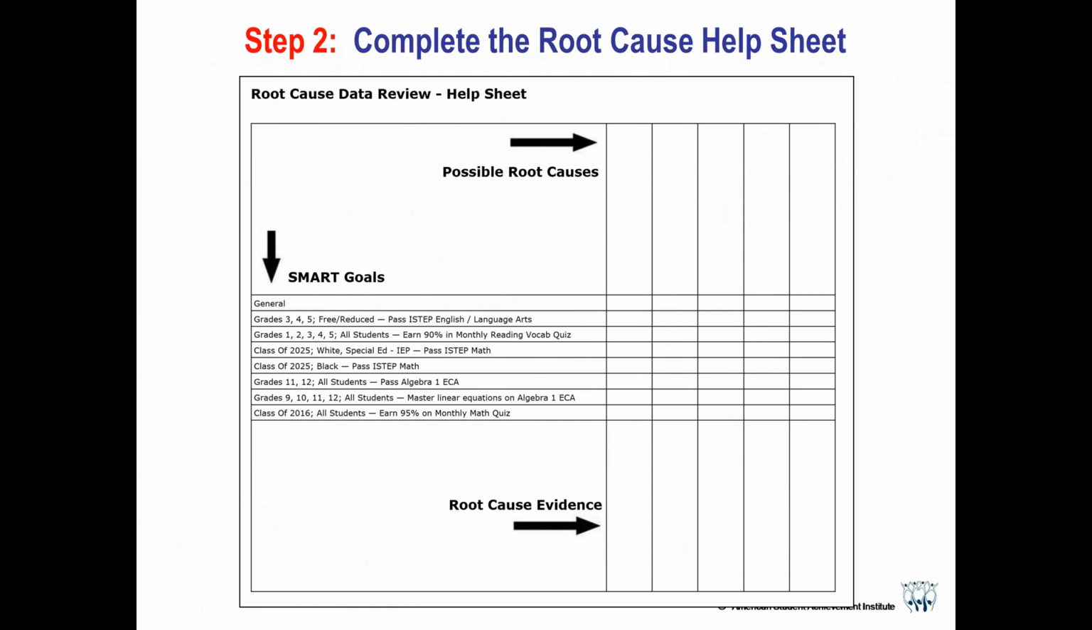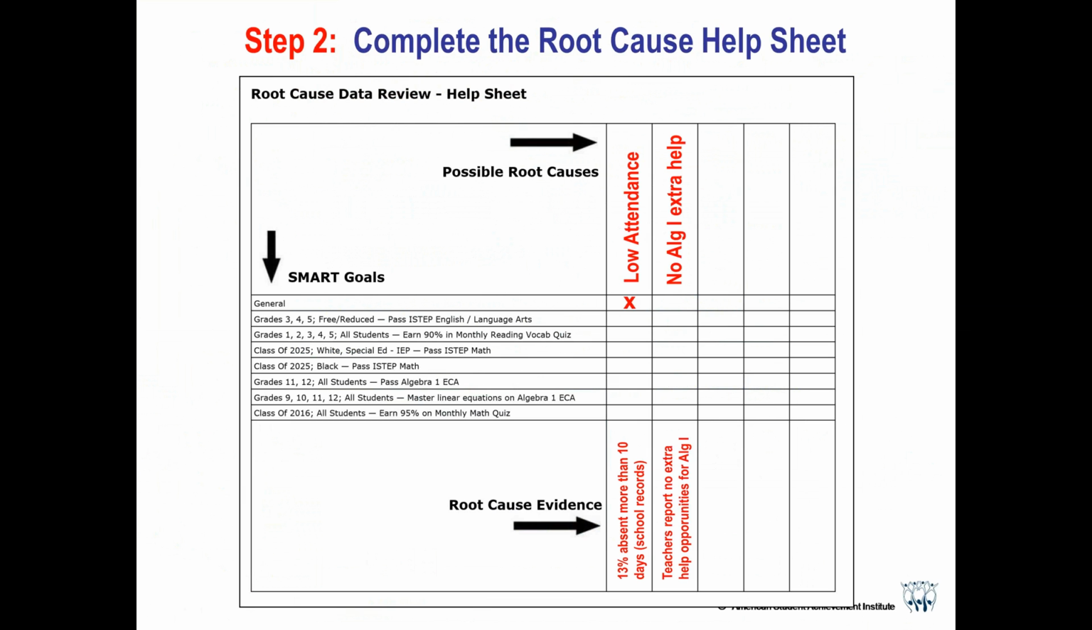And then you're going to a root cause help sheet in step 2, and you're going to put the root causes that you're suspecting are playing a part in your achievement on this sheet. So you may write something like low attendance. You've given some data that backs up that opinion, and then you've checked which SMART goals that root cause impacts. So in this case, of course, low attendance would impact all of the SMART goals, so we put a check next to general. Another example, again, that we don't have any extra help for Algebra I.